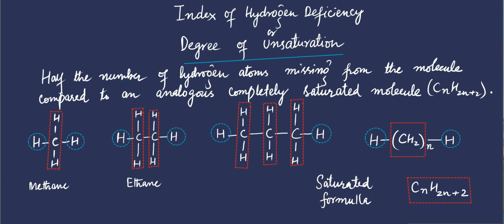This is true even for compounds that are branched rather than having a straight chain. For example, all these structures have the same molecular formula C5H12. These compounds are said to be saturated, because they possess the maximum number of hydrogen atoms possible, relative to the number of carbon atoms present as per the saturated formula CnH2n+2.